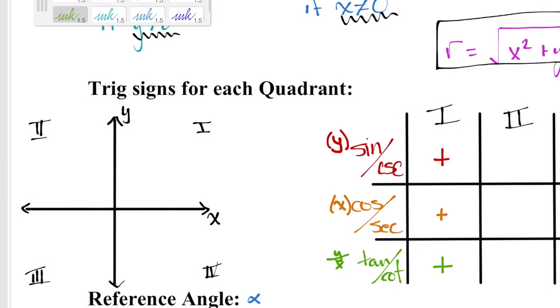In the second quadrant, I'm going to the left and up. So because I'm in the upper left, that means I'm going to have a positive y value, but a negative x value. So my sine and cosecant functions are going to be positive. My cosine and secant are going to be negative. And because I'm doing a positive over a negative, my tangent and cotangent are also going to be negative.